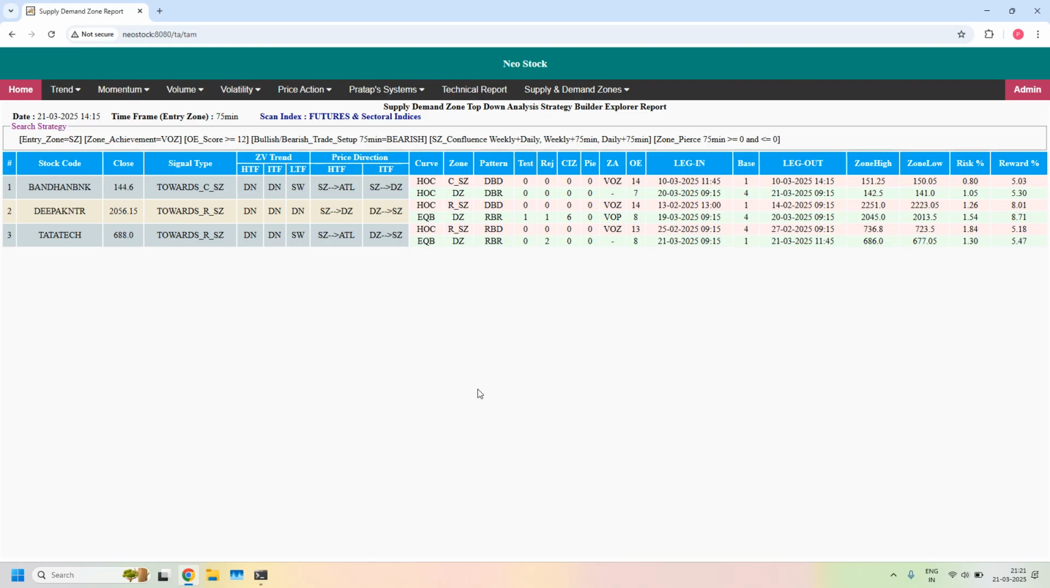So everything is part of the weekly supply zone, and the weekly trend is down in all the 3 stocks. If any of these weekly supply zones are having weekly EMA confluence, then those stocks might be having even more high probability to get success. Let's verify.